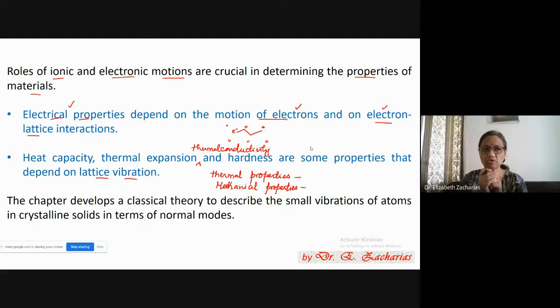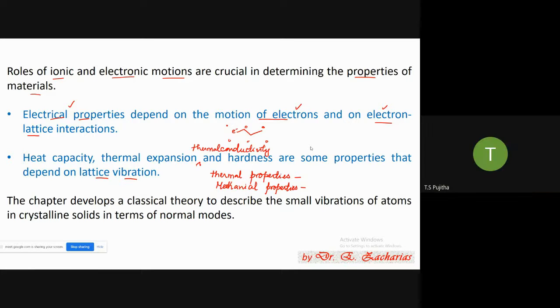Pujita, were you here when I was showing that graph? Okay, we talked about a bond length. Yes, ma'am. I was here.